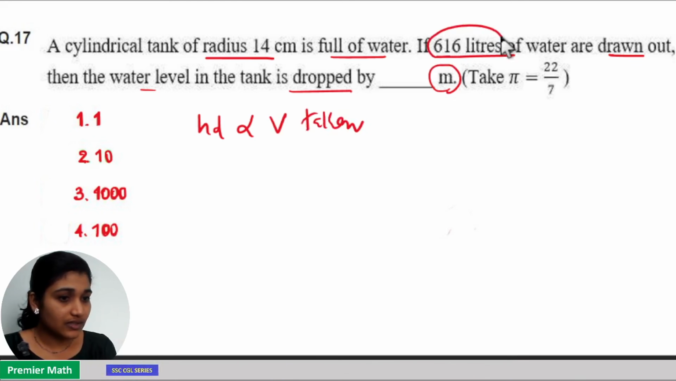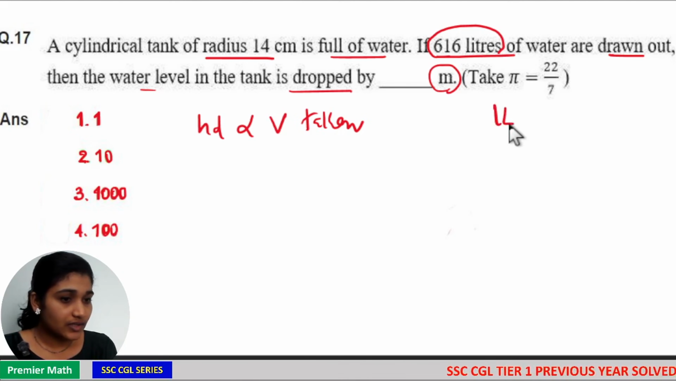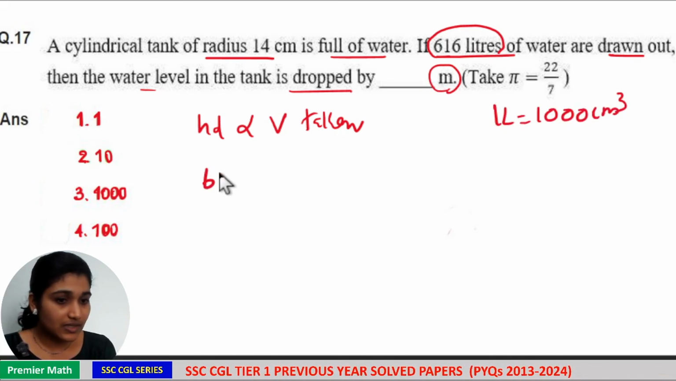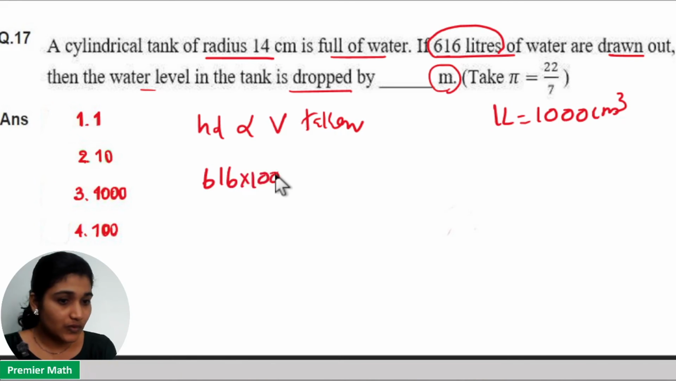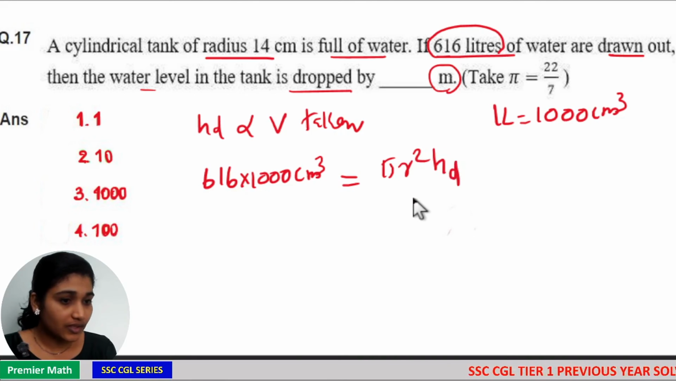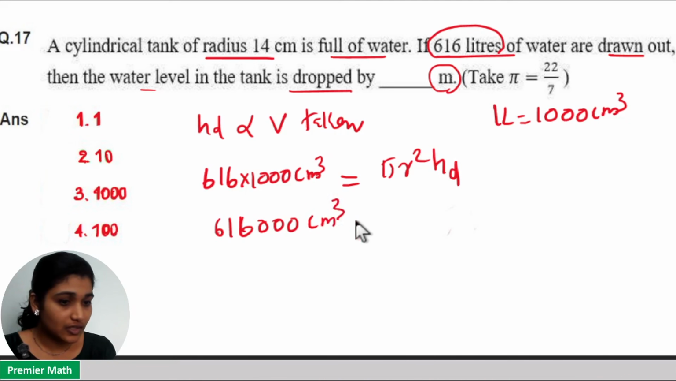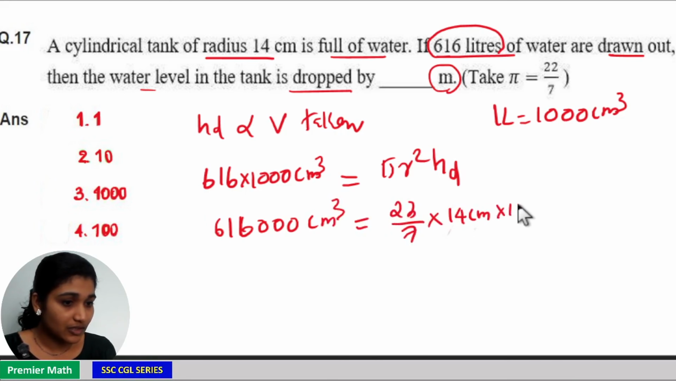Here the volume taken is 616 liters. So equate it with the volume taken. Here 1 liter is equal to 1000 centimeter cube. So 616 liters means 616 into 1000 centimeter cube, which is equal to pi r square h. Here h is the height difference. Now equate this: 616,000 centimeter cube is equal to 22 by 7 into 14 centimeter into 14 centimeter into height difference.